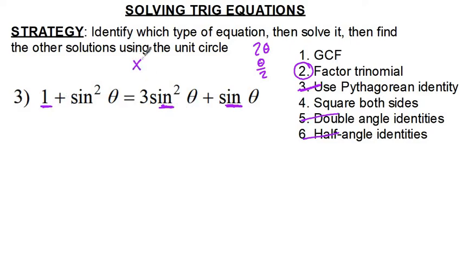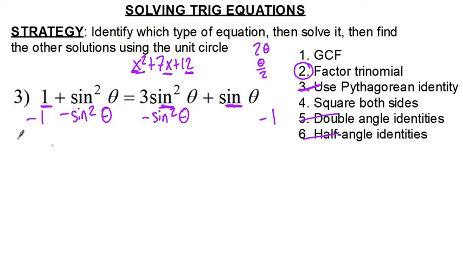And that's the pattern of a trinomial. You might remember from dealing with quadratic equations, this is what a trinomial looks like. Something squared, something to the first power, and a number. And that's kind of like the pattern we have right here. So let's start by moving things all on the same side. We'll subtract a sine squared from both sides, and we'll subtract a 1.